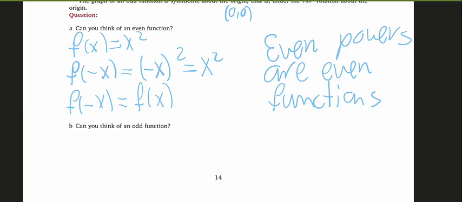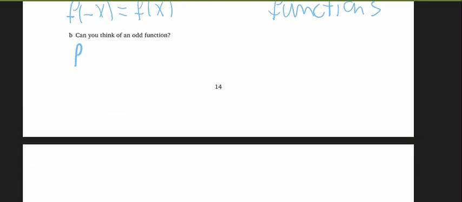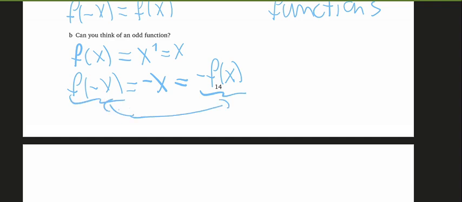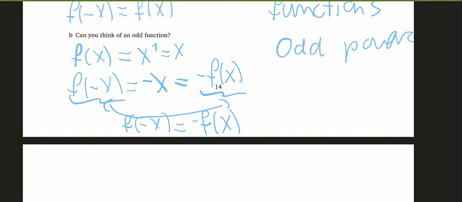Good. Can you think of an odd function? Well, let's try our luck with odd powers. f of x equals x to the power of 1, which is just x. f of negative x is just going to be negative x. Can you agree that f of x is equal to x? So this is negative f of x. Take this, and you will find that f of negative x is equal to negative f of x. Good. Odd powers, that's not just one. Odd powers are odd functions.